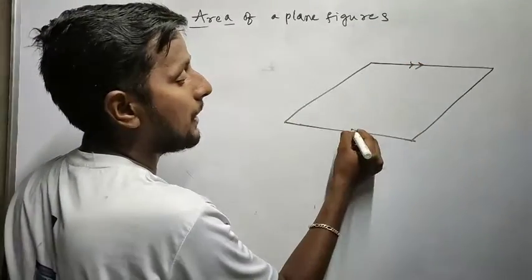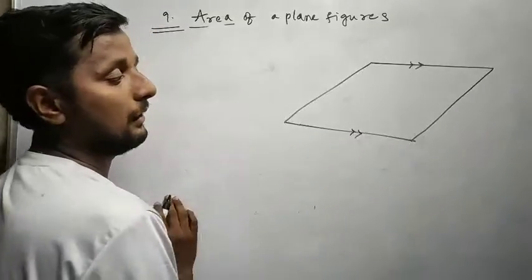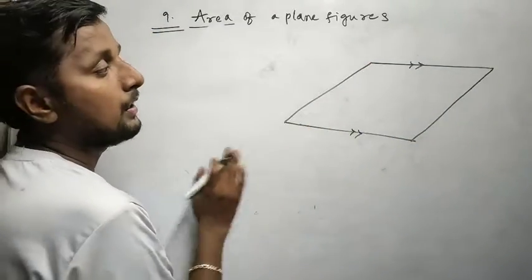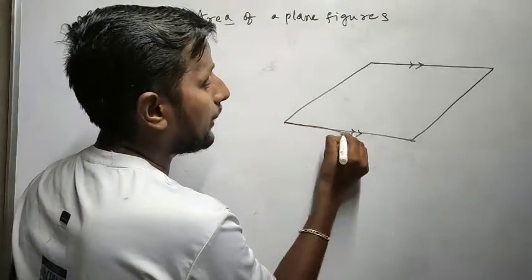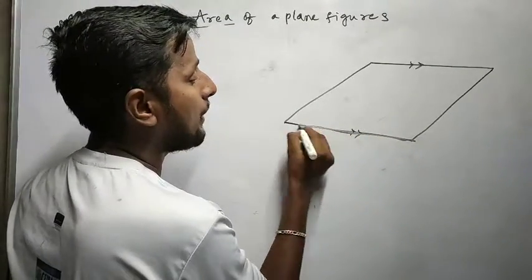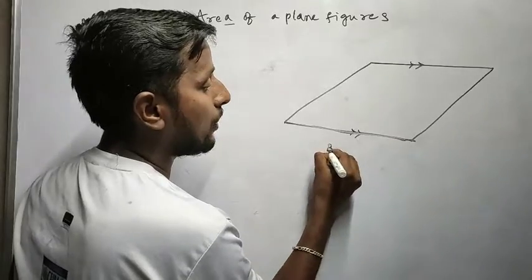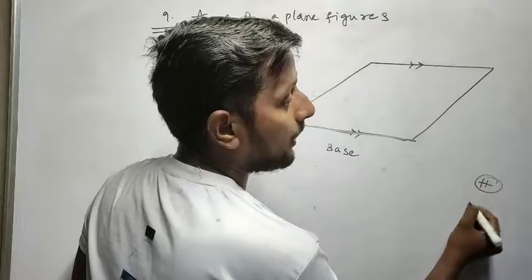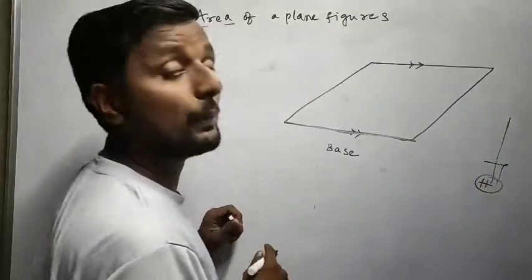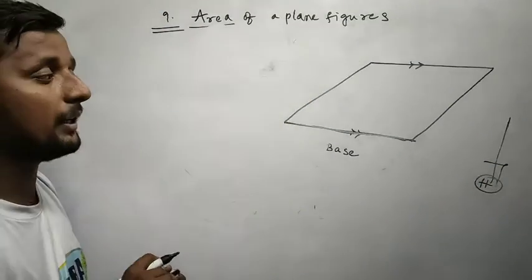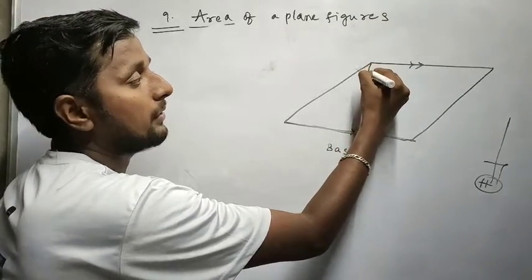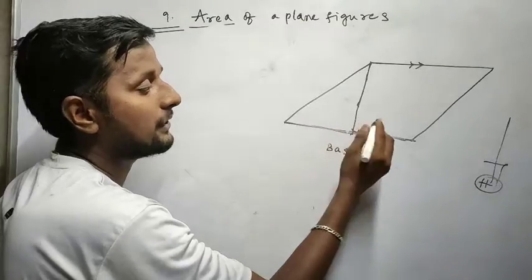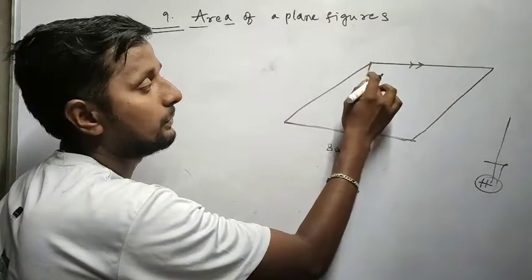In the parallelogram, opposite sides are equal and parallel. That means this length is equal to this one, and this length is equal to this one. Now look here also. This side we can call the base. Height means, if you draw a perpendicular line from the opposite vertex, that perpendicular line segment is the height.